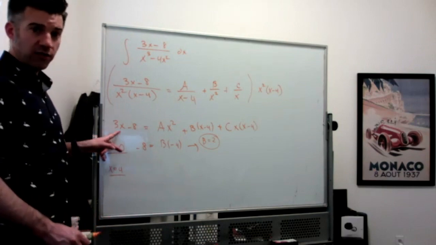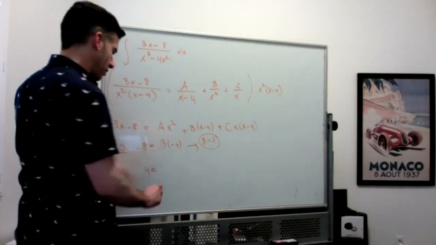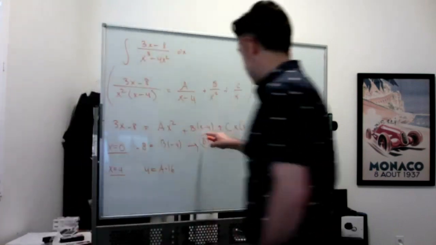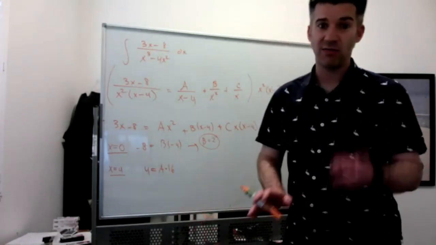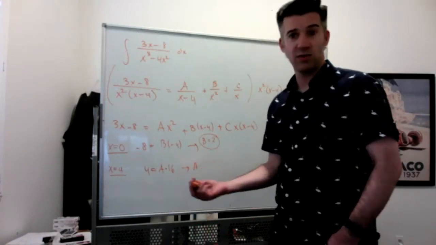Then I'm going to use x equal to 4. 3 times 4 is 12. 12 minus 8 is 4. A times 4 squared is a times 16. And b times 0 plus c times 0. So when you use convenient values, everything but one thing should cancel out. So you're going to get a equals 4/16, which is 1/4.